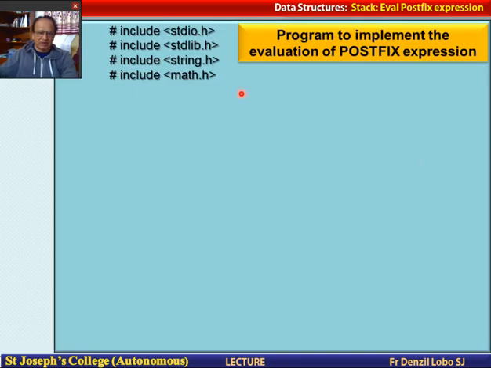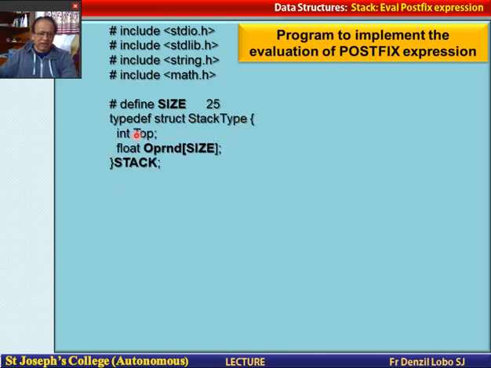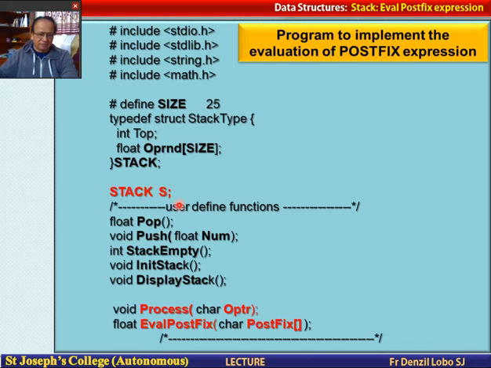As you are aware, these are the header files, and here we declare a constant, and here we have a new data type stack. So we have a typedef, stack type. Top will tell you how many operands are present on the stack, which is represented by operand size. This is the array which will store all the numbers or operands coming from the postfix expression. Then we create a new variable called S of the type stack.